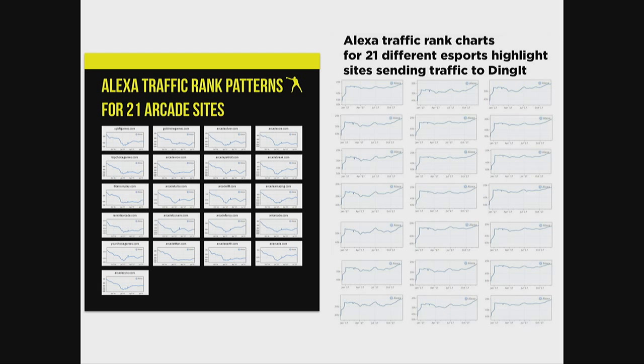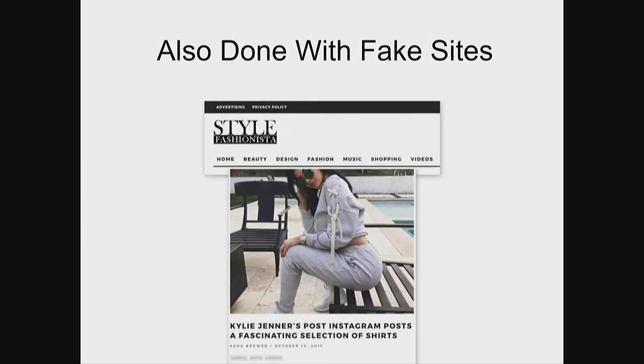So this is another thing you can look at if you're looking at multiple sites. Do they have similar traffic rank patterns, or is it identical? Because that's not how sites are supposed to be. People do not literally visit the same sites in the exact same order over and over again for months. That doesn't happen. It's very suspicious.